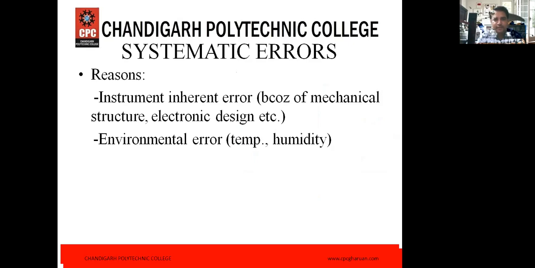Next is the systematic error. Systematic error is the inherent error that occurs in the instrument while it is manufactured. Other is the environmental error, that a temperature or a humidity may affect the proper working of the instrument, that comes under the systematic error.